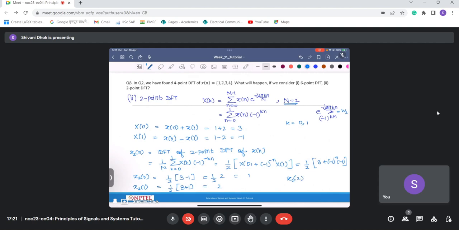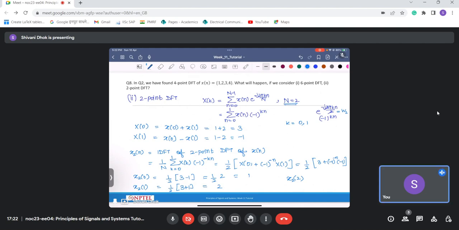Madam, what was your thinking? Why do you have to compute the IDFT? If you look at the question, we have found a 4-point DFT of Xn. What will happen if you consider a 2-point DFT? It is fairly intuitive. As I said, it is nothing but 1, 2. But you have found it through a circular route of converting from IDFT again to a DFT, then IDFT, and then proving.